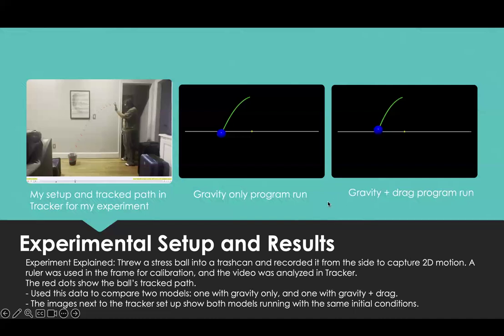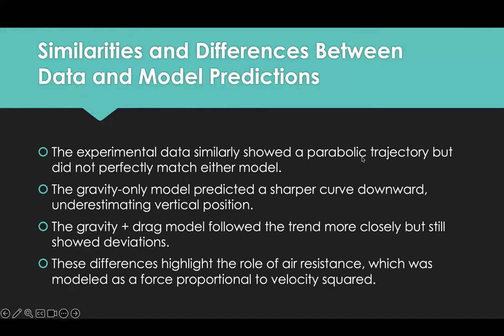Here's my experimental setup and results. My setup and tracked path in Tracker for my experiment is shown right here, where I'm throwing the ball, my stress ball, into the trash can. And I used this data to compare two models, one with gravity only and one with gravity plus drag. The images next to the Tracker setup, right here, show both models running with the same initial conditions.